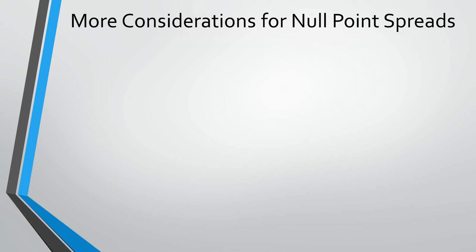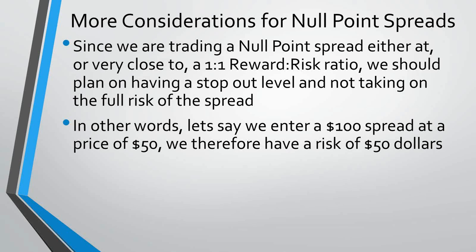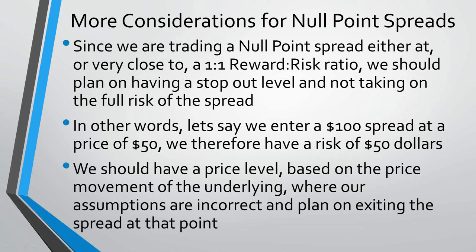More considerations for null point spreads. Since we're trading a null point spread either at or very close to a 1-to-1 reward to risk ratio, we should plan on having a stop out level and not taking on the full risk of the spread. In other words, let's say we enter a $100 spread at a price of $50. We therefore have a risk of $50. We should have a price level based off the price movement of the underlying where our assumptions are incorrect and plan on exiting the spread at that point.